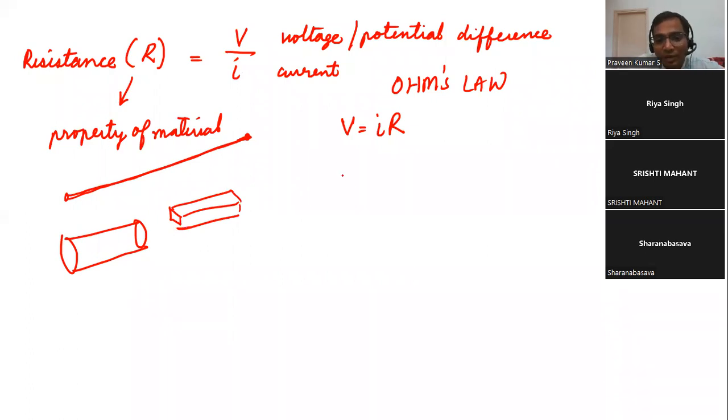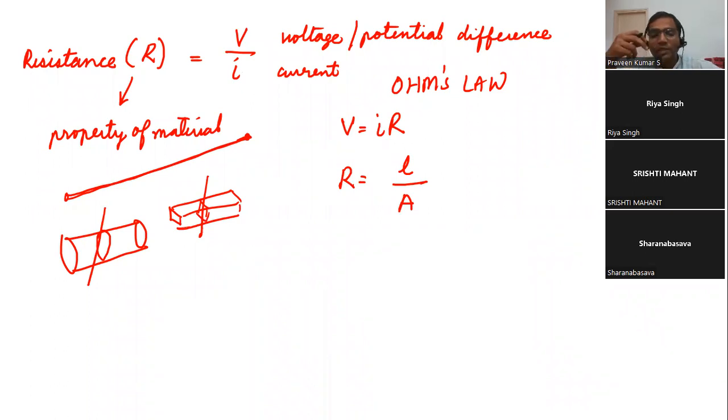They found out that resistance of a wire R is dependent on length, and it is inversely proportional to cross sectional area. What is cross sectional area? If you cut this here, what do you see? You will see another circle here. If you cut this here, what will you see? You will see a box like this, a square.